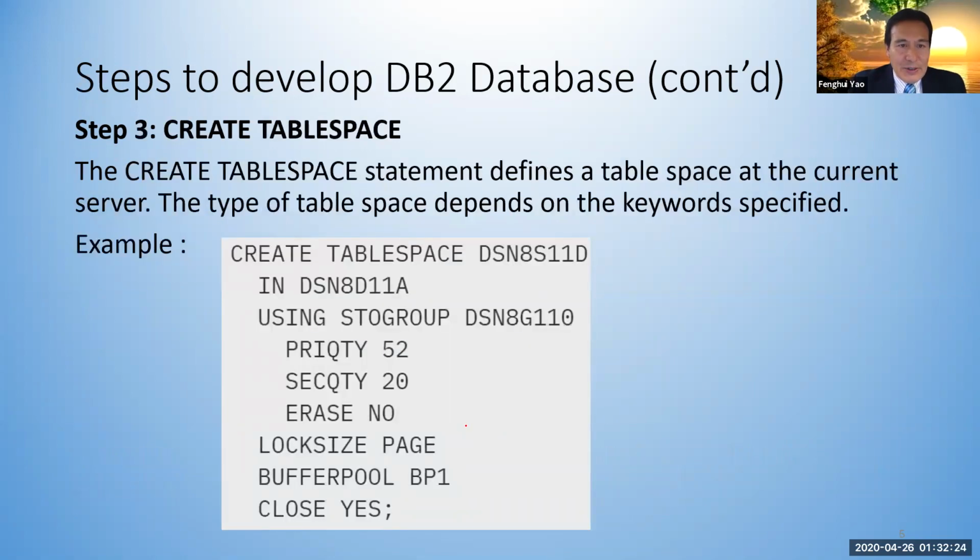Next is create a table space. The CREATE TABLESPACE statement defines a table space at the current server. The type of table space depends on the keyword specified. Here is our example. Create a table space, this is the table space name, and then this is in the database.